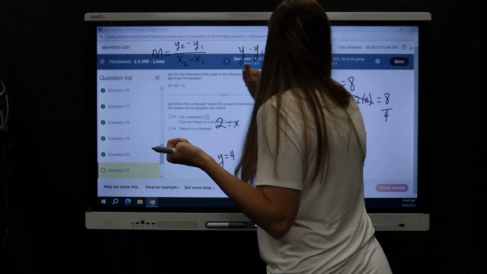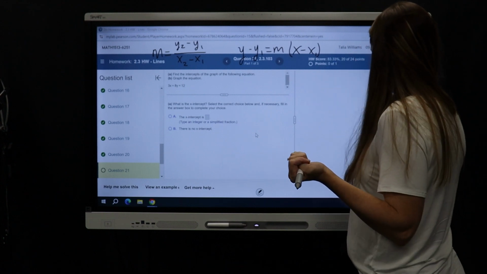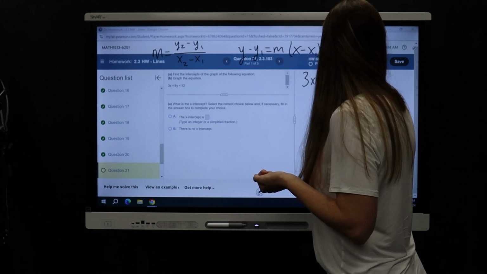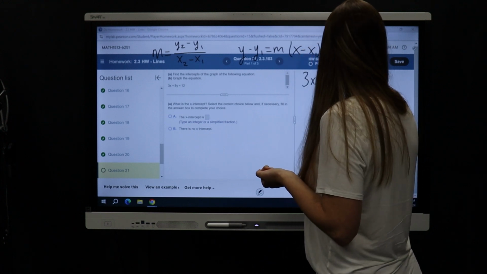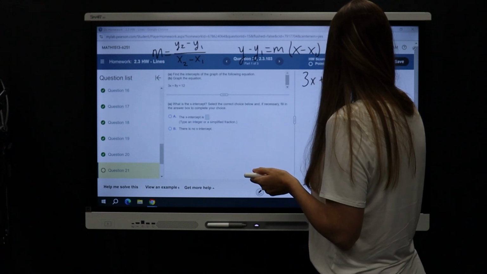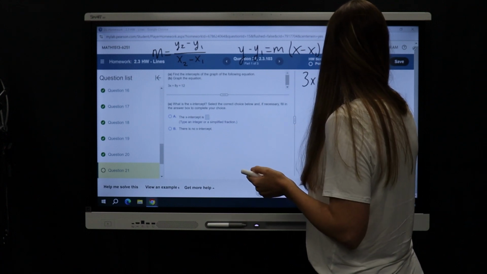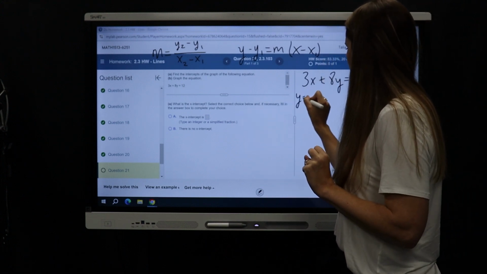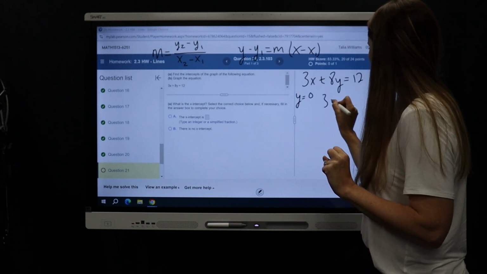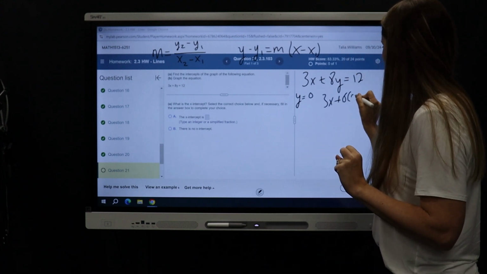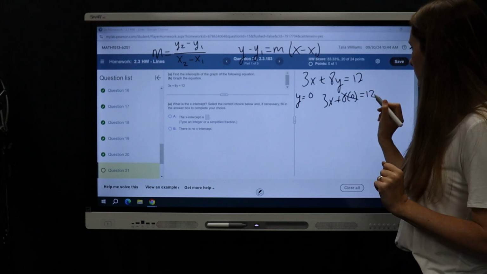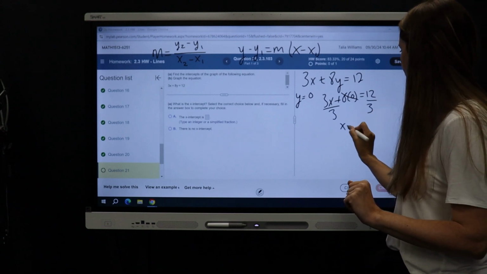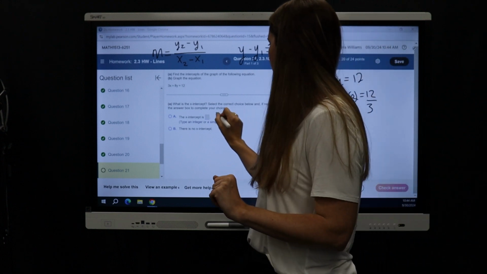This is the same kind of problem, so let's do it again. I think this one's going to give us some fractions, though. So we're getting x first, so y equals 0. So I would have 3x plus 8 times 0 equals 12. Anything times 0 is 0. So then we have 3x equals 12. I'm dividing by 3. So x equals 4.